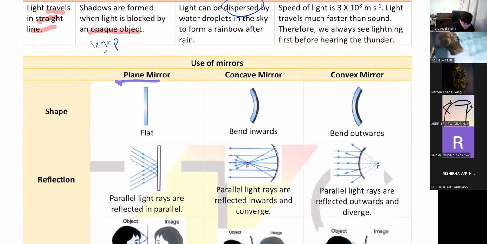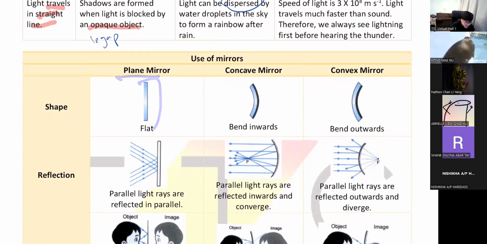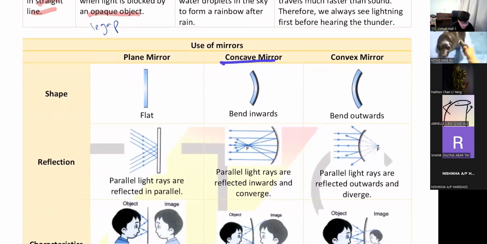Alright, so we have 3 types of mirror here. We have plane mirror, which is the flat mirror, and we have concave mirror, and we have convex mirror. This is very easy to remember. The curving in one, cave, they go in. You go into a cave. And then convex is the coming out one.